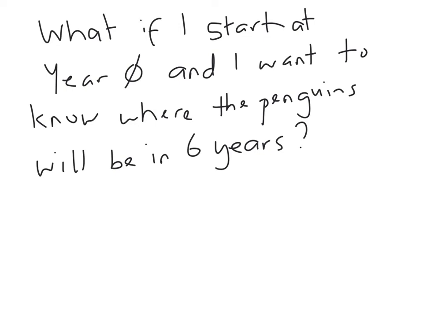What if I start at year 0 and I want to know where the penguins will be nesting in 6 years' time? Well, all you need to do is this. First of all, in your CAS calculator, enter your transition matrix and raise it to the power of 6, because from year 0 to year 6 there are 6 transitions. So we raise the transition matrix to the power of 6.